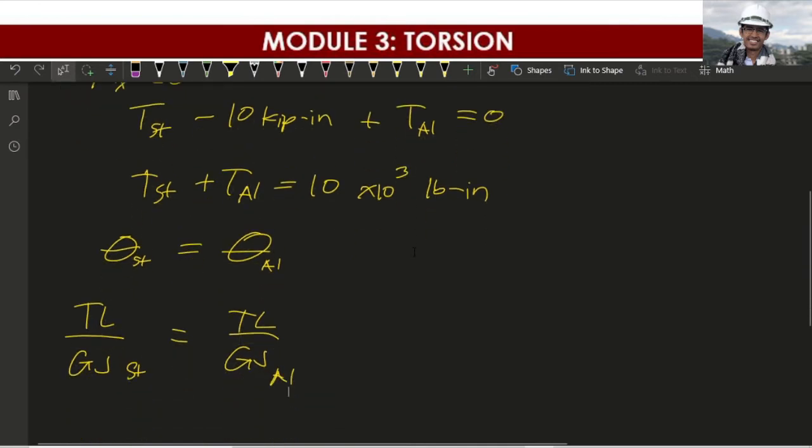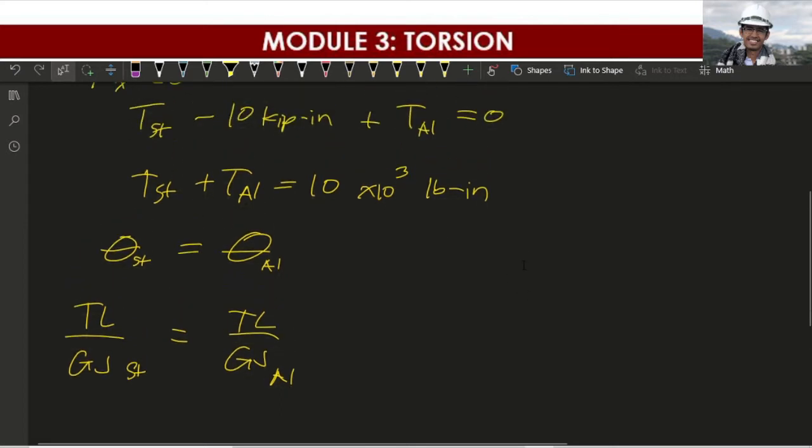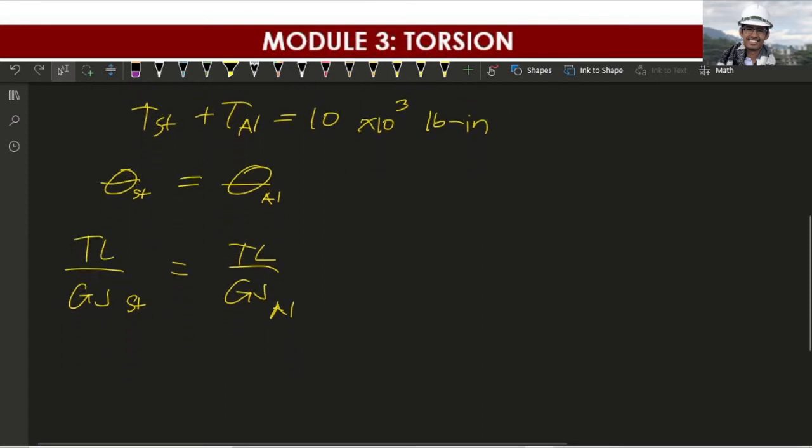So for them to be compatible, dapat parehas yung kanilang angle of rotation, or yung angle of twist. Therefore, pwede nating makuha yung torsion ng steel in terms of torsion ng aluminum using itong formula na to. So i-substitute na lang natin yung ating mga given.